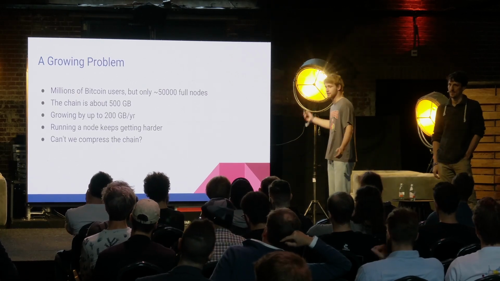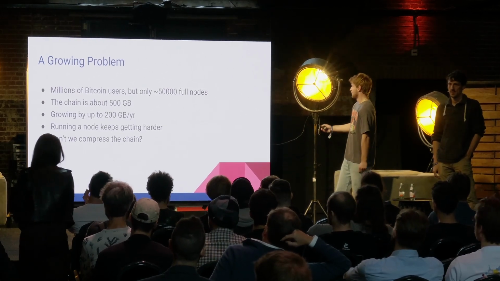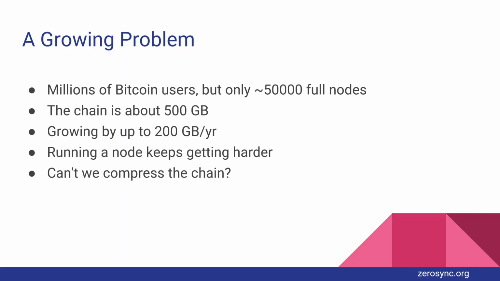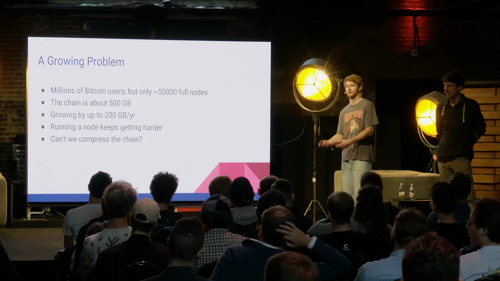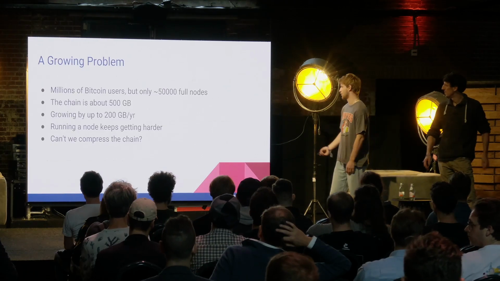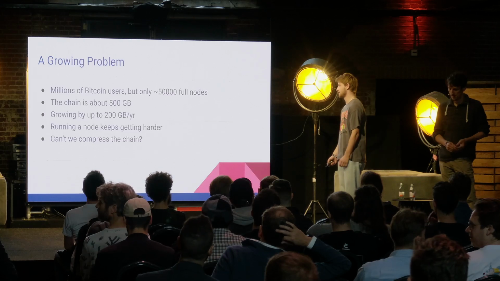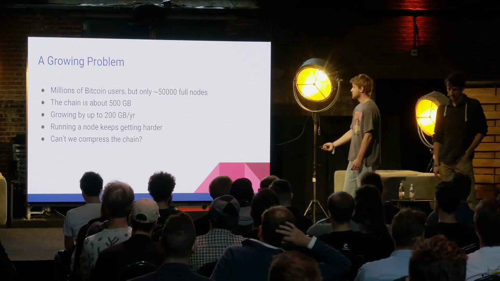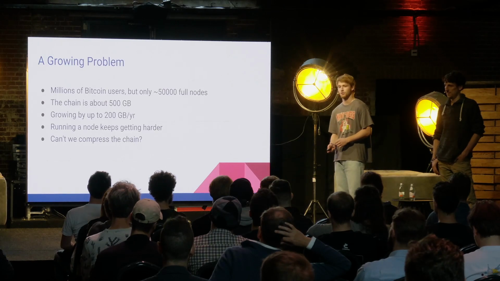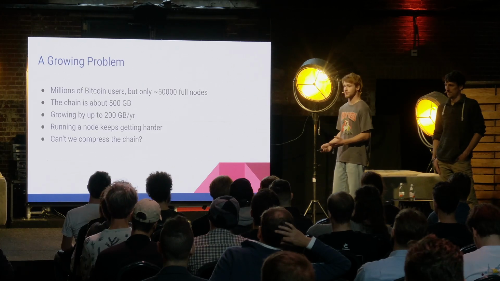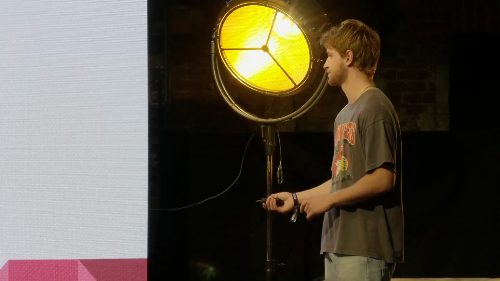So right now there are millions of Bitcoin users probably, and only around 50,000 full nodes. The chain is super big. It's 500 gigabytes, and it's growing every year. So running an entire full node keeps getting harder every year, right? You have to download all the data from the peer-to-peer network, and it's annoying. So the question is, can we compress that some way and reduce the amount of data and computation we have to do to bootstrap a node while still keeping the same security for Bitcoin?